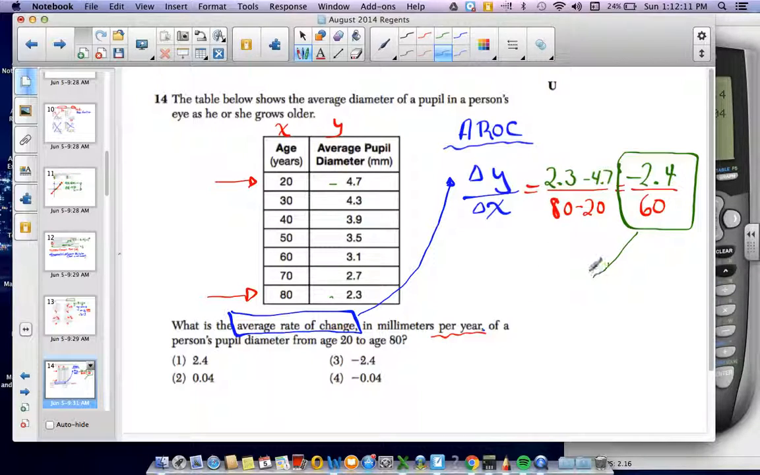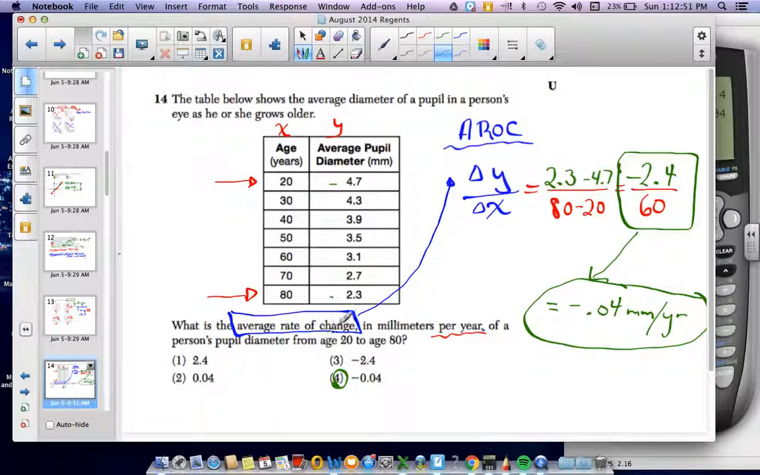Okay, so if I actually divide this out, I get negative 0.04 millimeters per year. In other words, as someone gets older, I'm not sure if this is actually true, but the size of their average pupil diameter is getting smaller by 0.04 millimeters each year that they get older. And now if we look for the choice that corresponds to that, we see correctly choice 4.